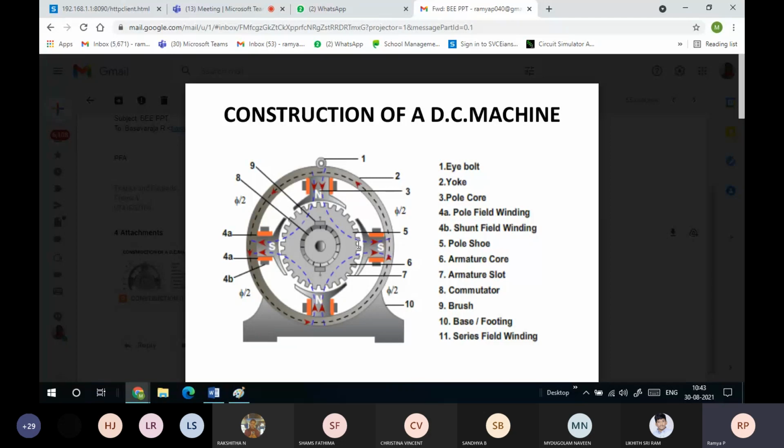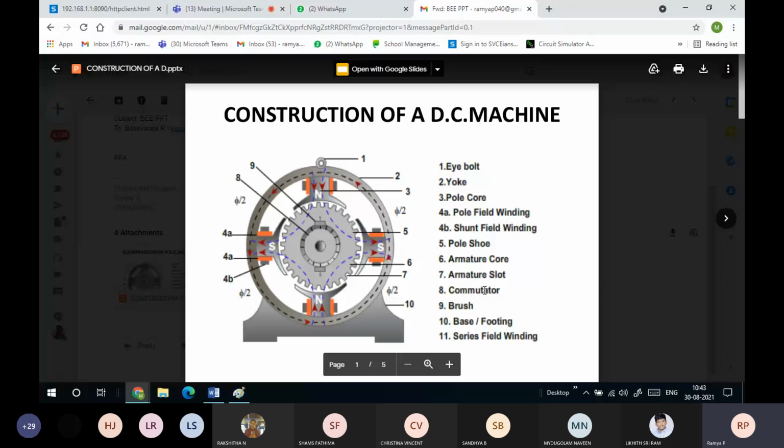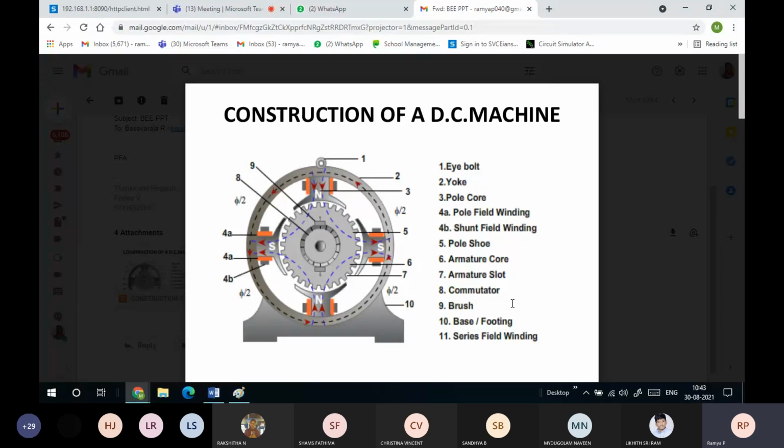And I told you about the commutator just now. What is the job of the commutator? How exactly is it used? The commutator is basically used for converting an alternating quantity to a DC quantity.